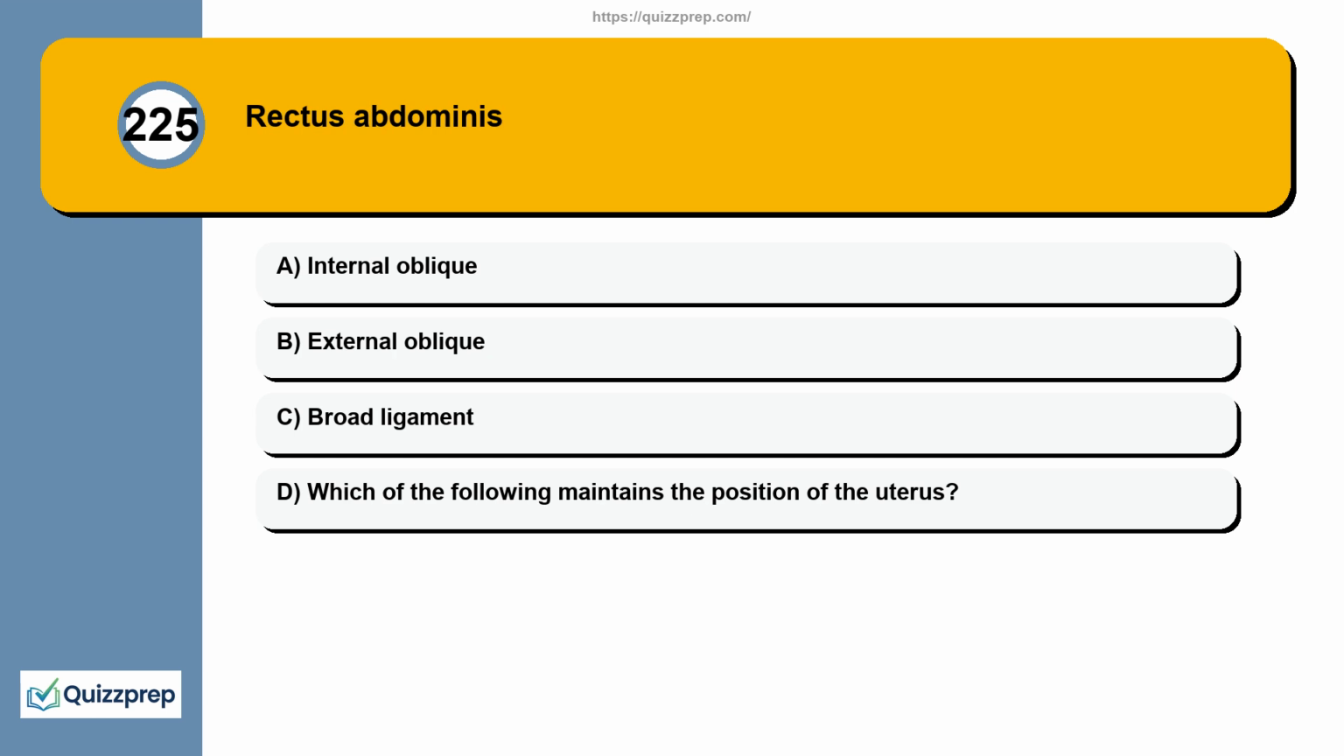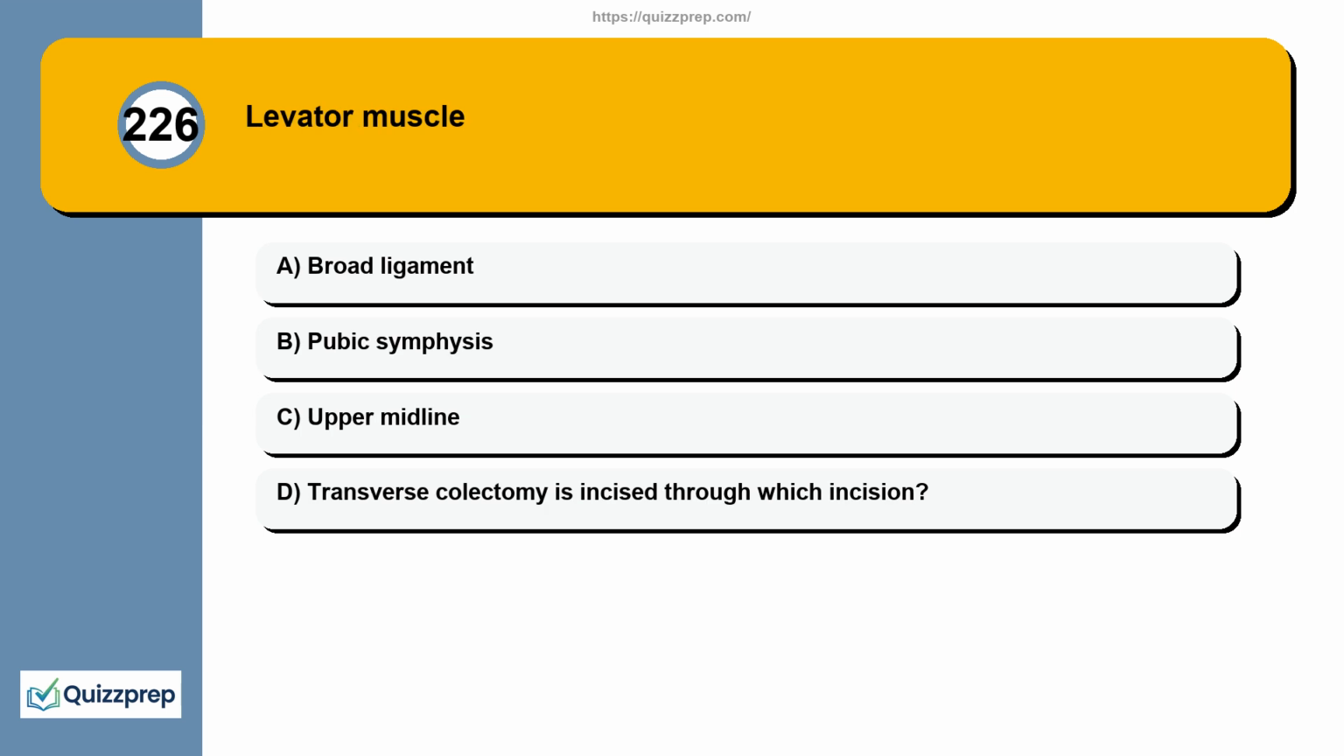Question 225. Rectus abdominis. Option A, internal oblique. Option B, external oblique. Option C, broad ligament. Option D, which of the following maintains the position of the uterus? The correct answer is option Nan. Question 226. Levator muscle. Option A, broad ligament. Option B, pubic symphysis. Option C, upper midline. Option D, transverse colectomy is incised through which incision? The correct answer is option Nan.